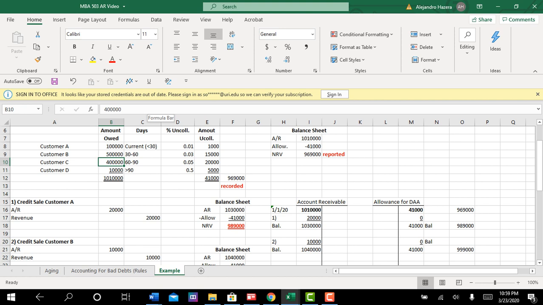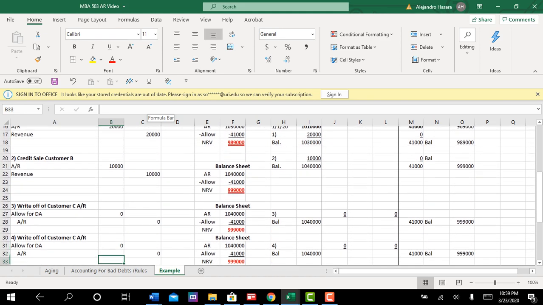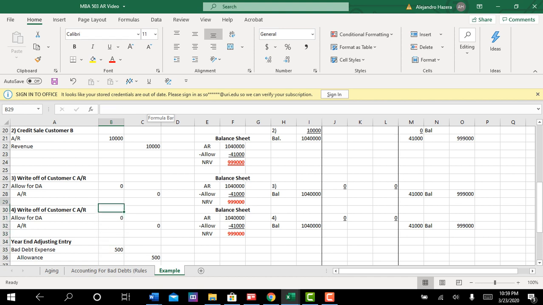Okay, so here's the entry that you always use to write off an account. And it's very important that we keep track of these accounts. Remember that before this write-off, we have a balance in accounts receivable of $1,040,000, an allowance balance of 41. Here they are right here, and a net realizable value of $999,000.